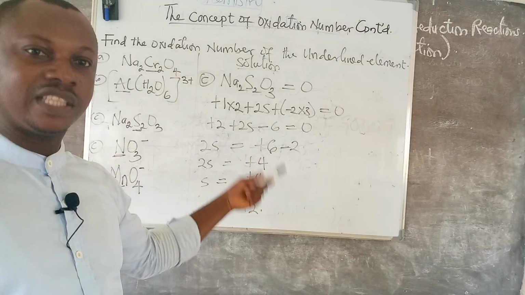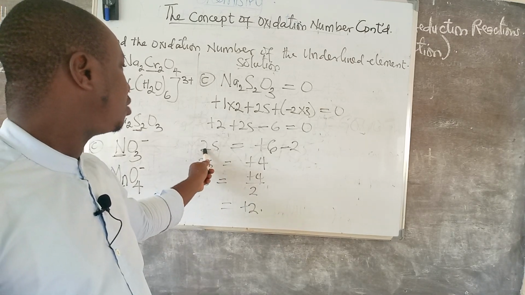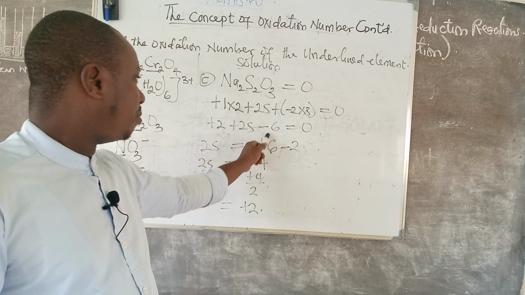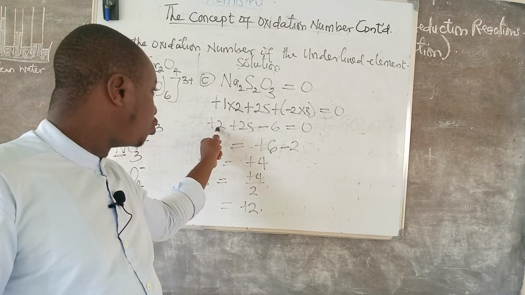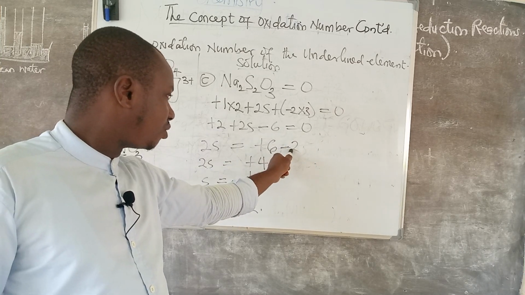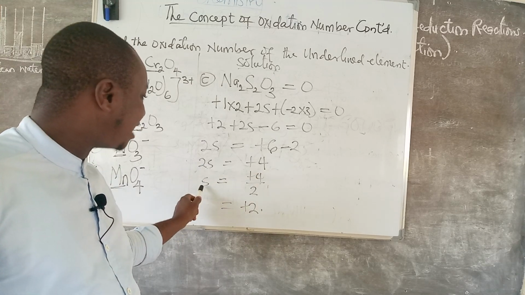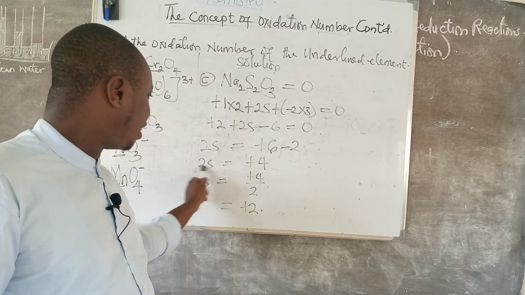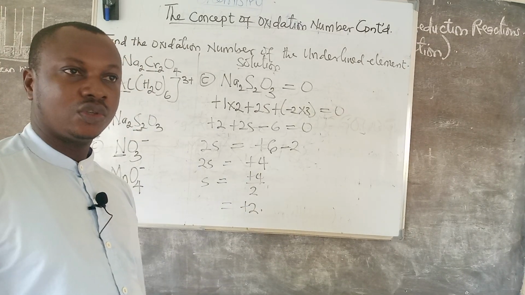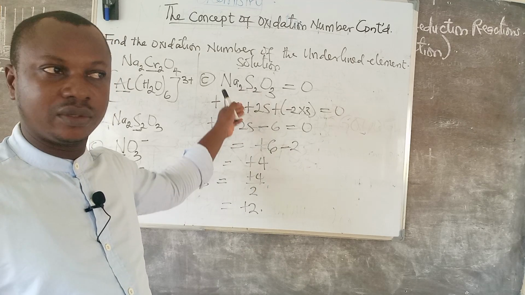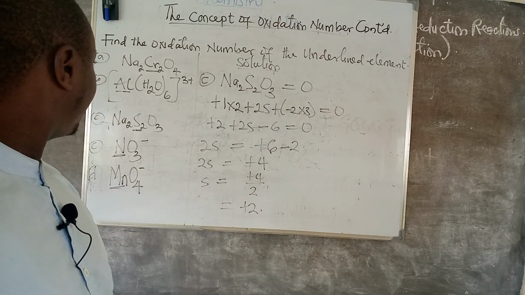So when you now do the arithmetic, collect like terms and all the rest of them, you see that these 2x now, -6 crossing over this sign becomes +6. +2 crossing over this sign becomes -2. So +6 minus 2 is +4. So when you want to get x, divide both sides by 2. Divide this side by 2, divide this side by 2. X is equal to what? +2. So the oxidation number of sulfur in this compound is +2. Let's quickly go to example D.